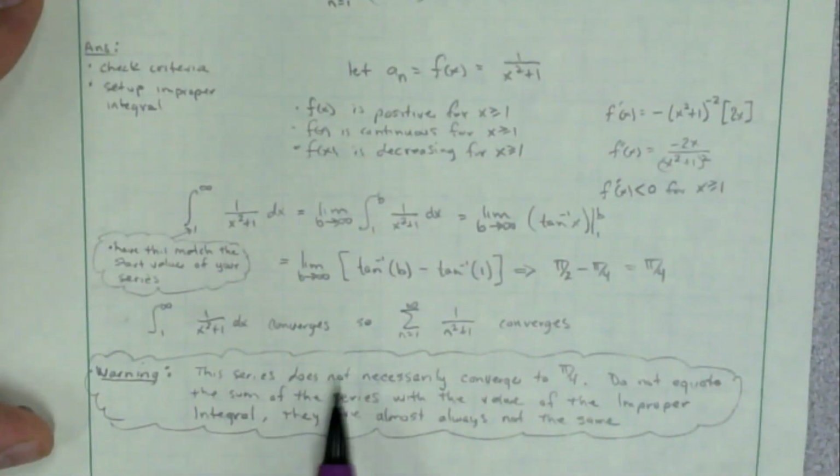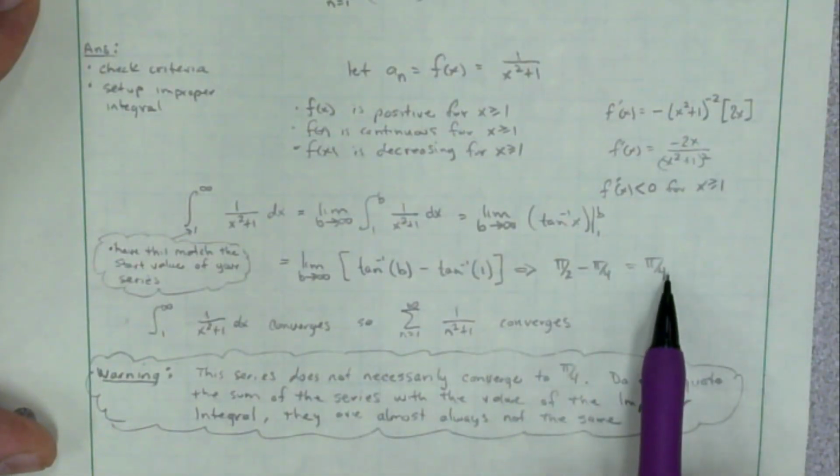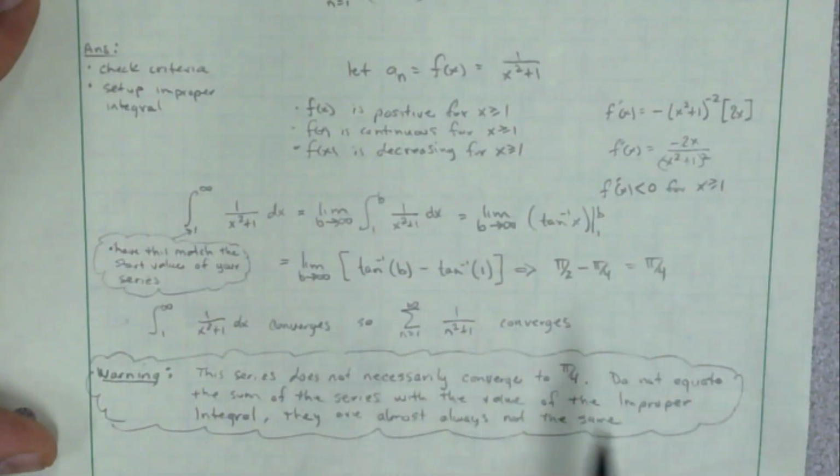The series does not necessarily converge to pi over 4. Okay? Just because this converges to pi over 4 does not mean that this converges to pi over 4. Do not equate the sum of the series with the value of the improper integral. They are almost always not the same. Okay? So take a pause, finish this off, and if you have any questions, let me know.